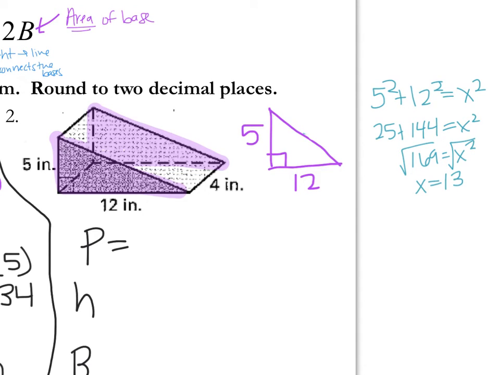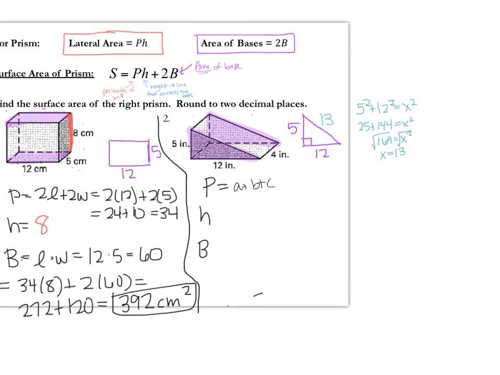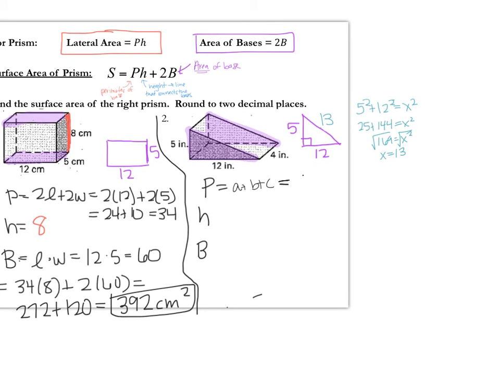Erase again. And now to find the perimeter for a triangle, perimeter is just a plus b plus c. If you went back to when we learned that back in chapter 1, we just add up the 3 sides. So you're just going to do 5 plus 12 plus 13. Those are the 3 sides. And you end up with 30.